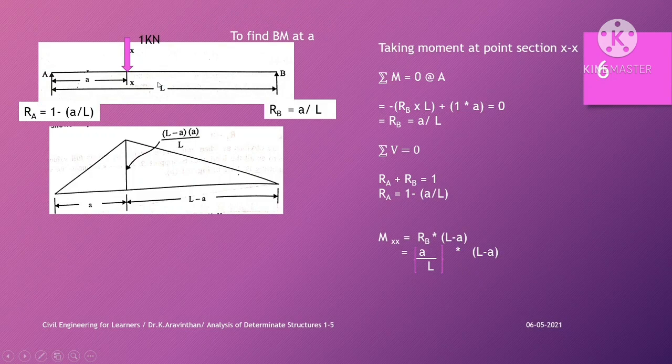So this is the way to find the influence line diagram. This is an easy method to solve structures such as bridges and cranes, and whatever the moving load case might be. So this concept will help you.